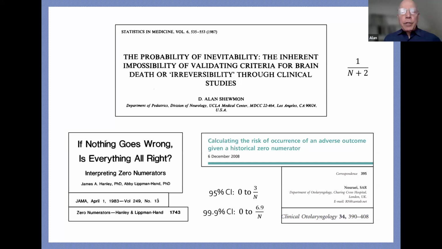Now, how do we know what the probability of a misdiagnosis is? Back in 1987, I published a study in Statistics in Medicine, which did that calculation. And what I came up with is if you have N patients who meet a criterion and all of them fulfill it, all of them have no return of brain function, then the probability of a false positive diagnosis is 1 over N plus 2. So to get infinitesimal out of that fraction, you have to have such an enormous study that it can't possibly be done.